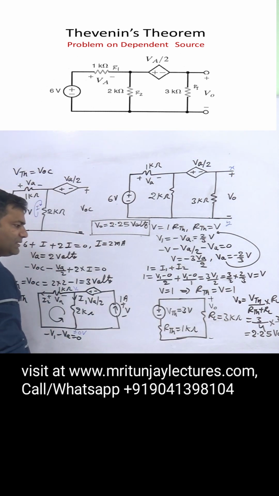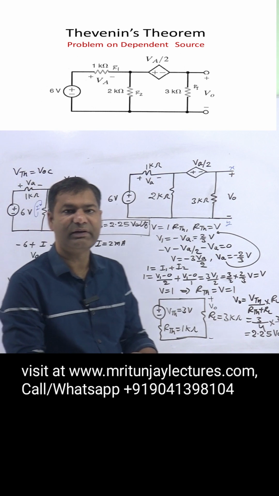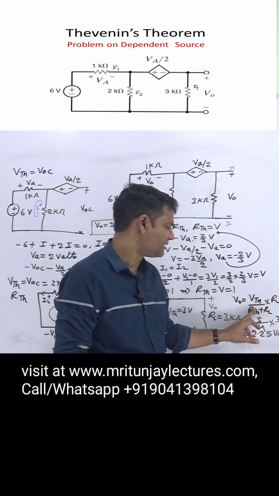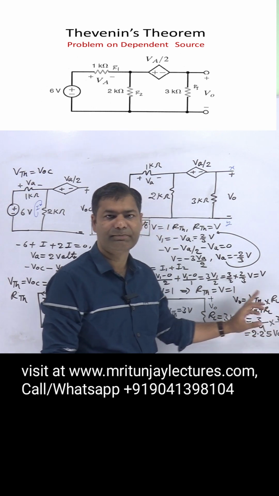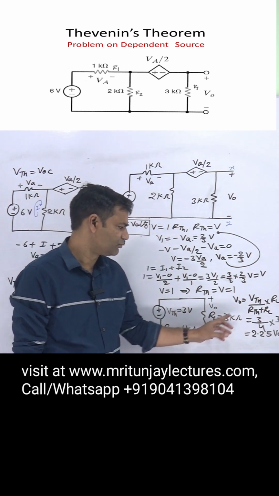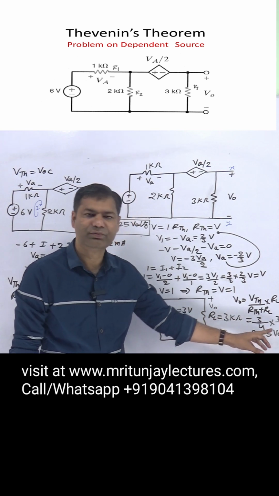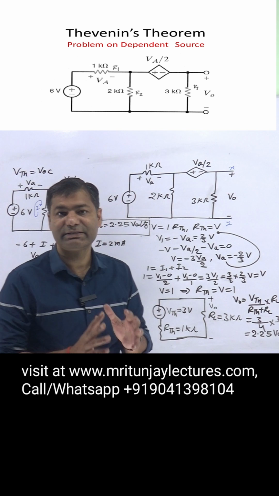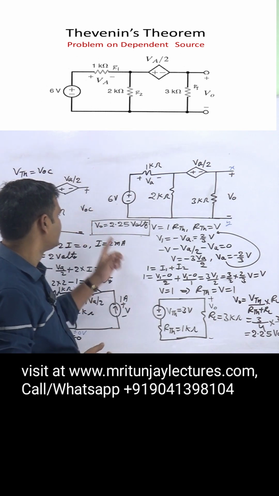After that, apply the voltage divider rule. V0 is equal to VTH divided by RTH plus RL, into RL. Put this value and we get 2.25 volt, that is 9 by 4. So the final answer is 2.25 volt.